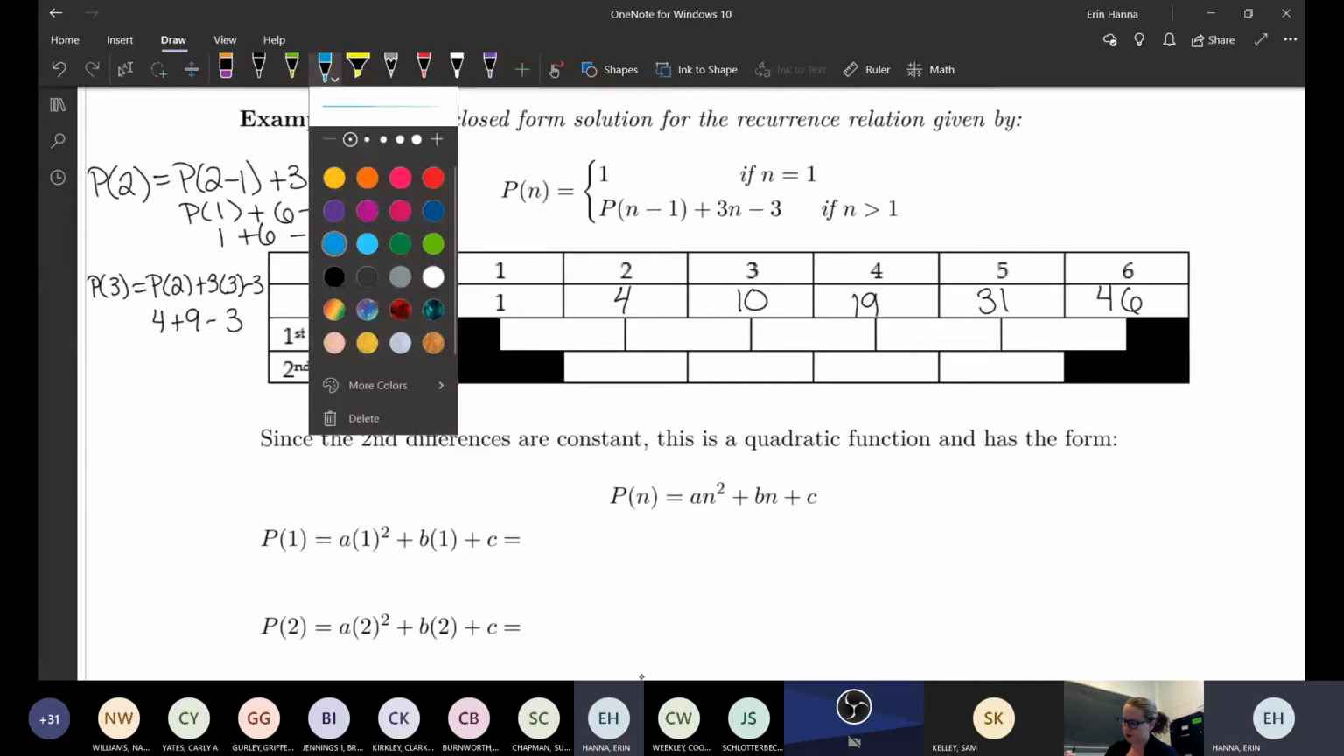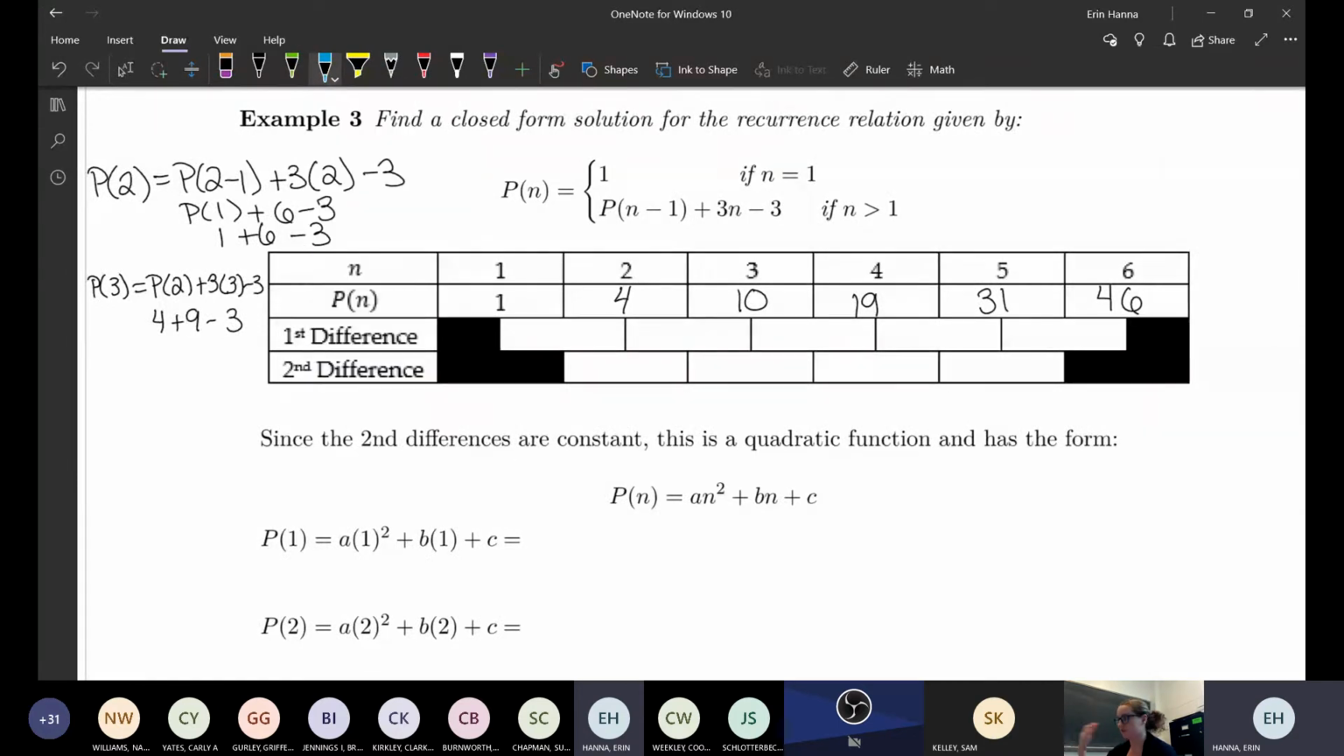And so here's what I mean by first differences and then eventually second differences. We have these terms of the sequence now. So we're going to take these consecutive terms and subtract them from each other. That's why it's coming out in this pyramid format. So if we do 4 minus 1, we get 3. 10 minus 4, we get 6. 19 minus 10, we get 9. 31 minus 19, 12. 46 minus 31, 15.